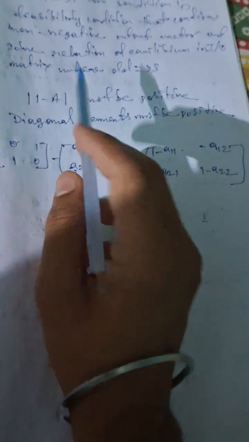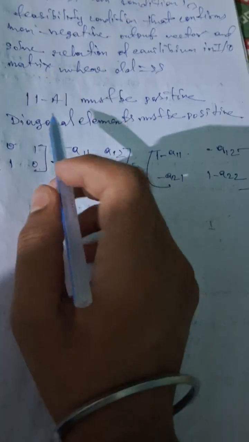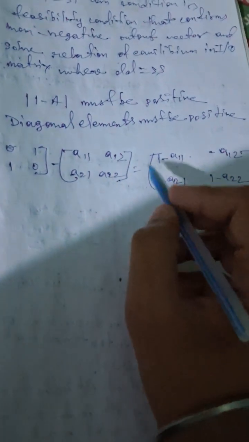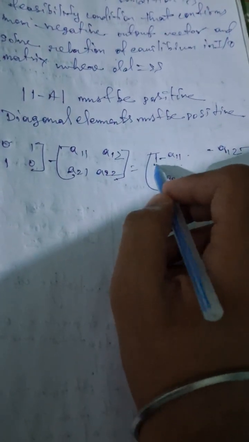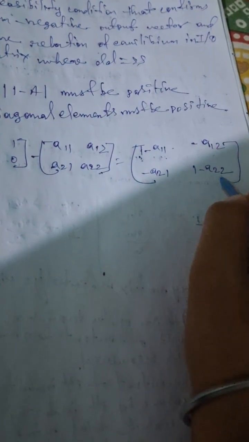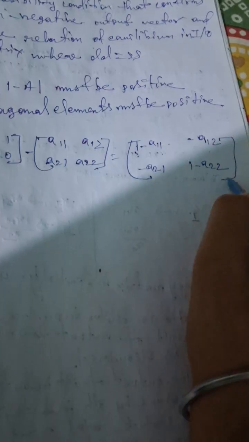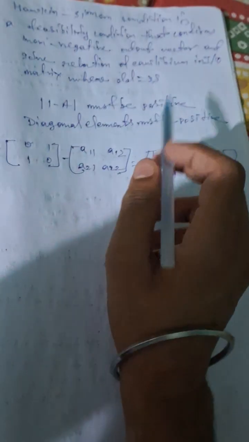This should be so because the assumptions of the Hawkins-Simon condition are that diagonal elements must be positive and the determinant of the I minus A matrix should be positive. So when we subtract A11 from 1, it should be positive, and when A22 is subtracted from 1, it should be positive. So the condition should be satisfied and the Hawkins-Simon condition should be applied.